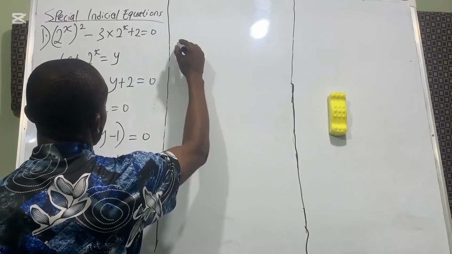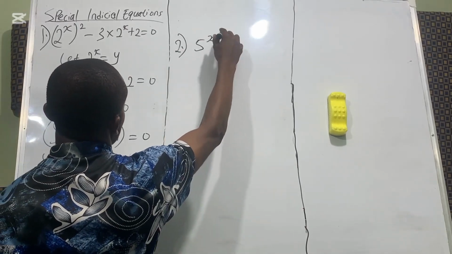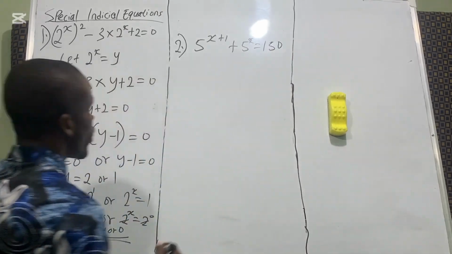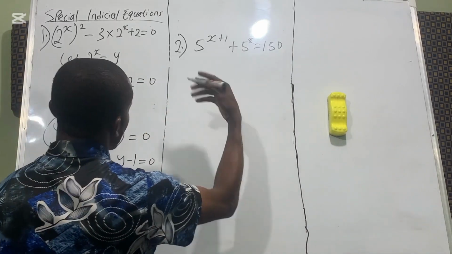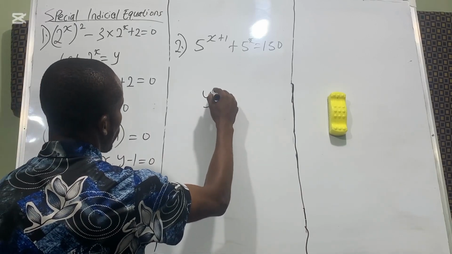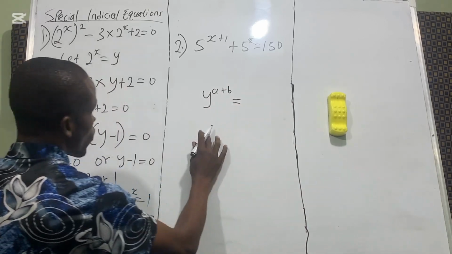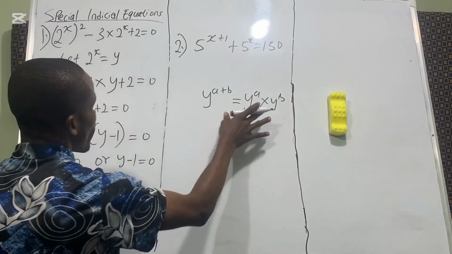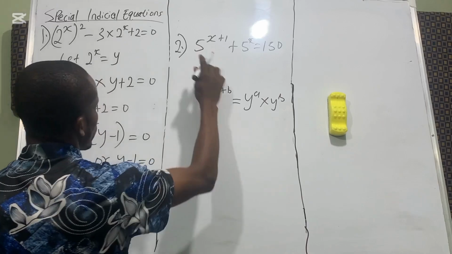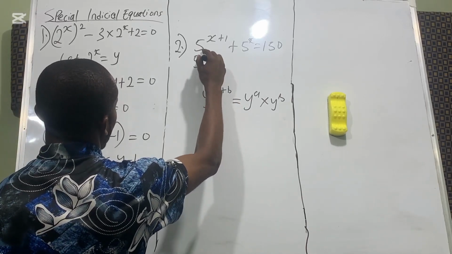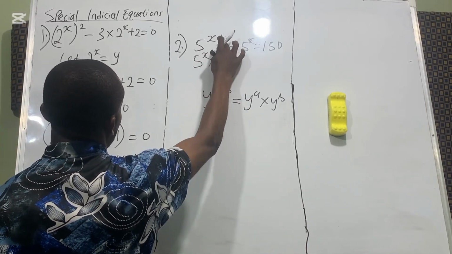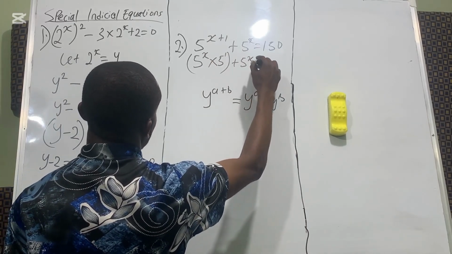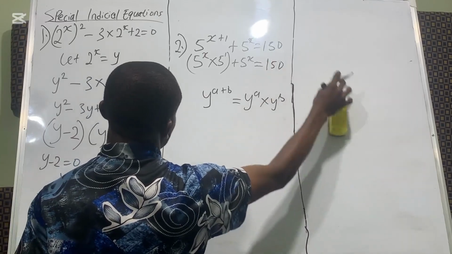The second question is 5 to the power of x plus 1 plus 5 to the power of x equals 150. Look at this question. From the law of indices, y to the power of a plus b equals y to the power of a multiplied by y to the power of b. Applying this rule, we have 5 to the power of x multiplied by 5 to the power of 1, plus 5 to the power of x, equals 150.